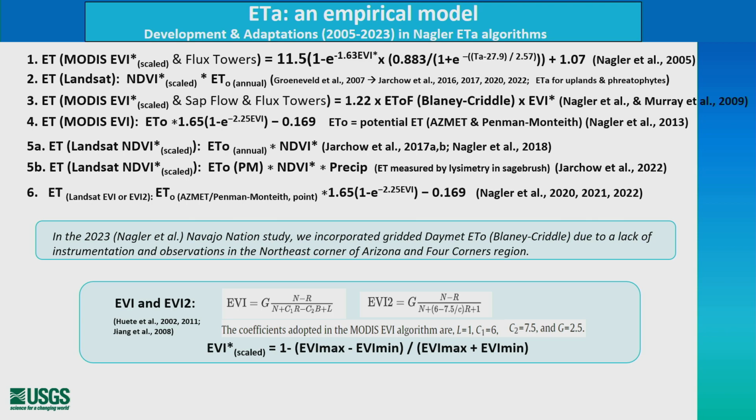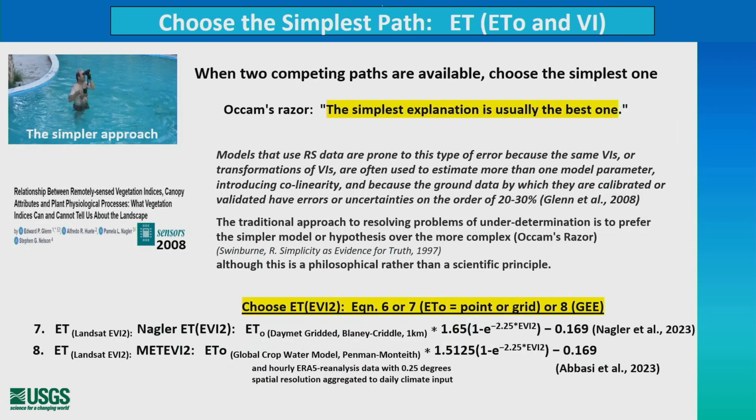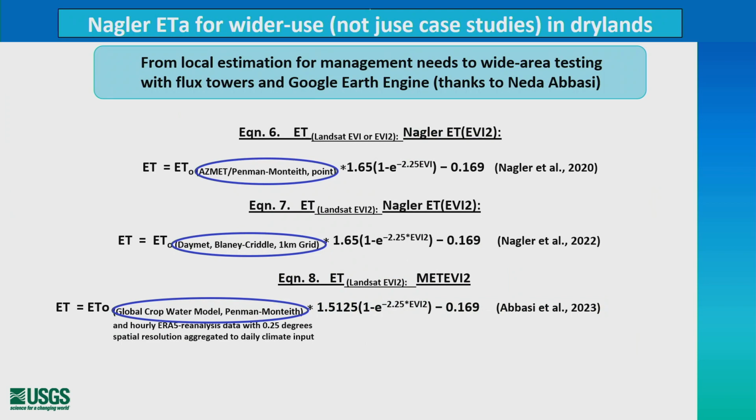And so just to let you know that this is where we say Occam's razor is to choose the easiest path of two competing paths. So mine's the easiest of all the open ET ones. And we were able to then substitute gridded DayMet for the potential ET calculated with Blaney-Criddle. So I'm just going to tell you, choose the easiest path.